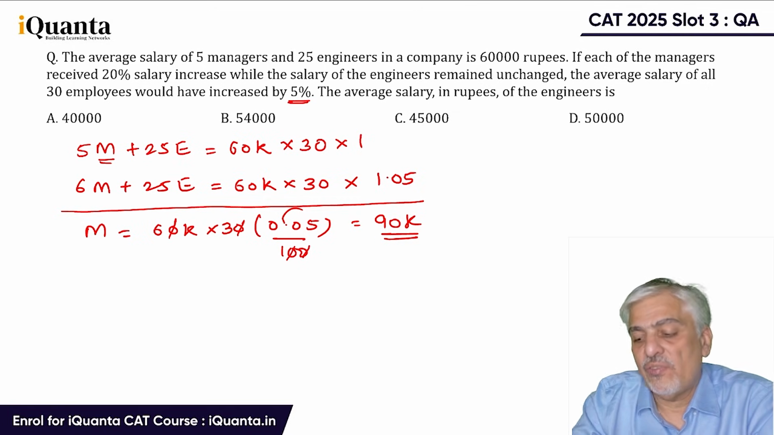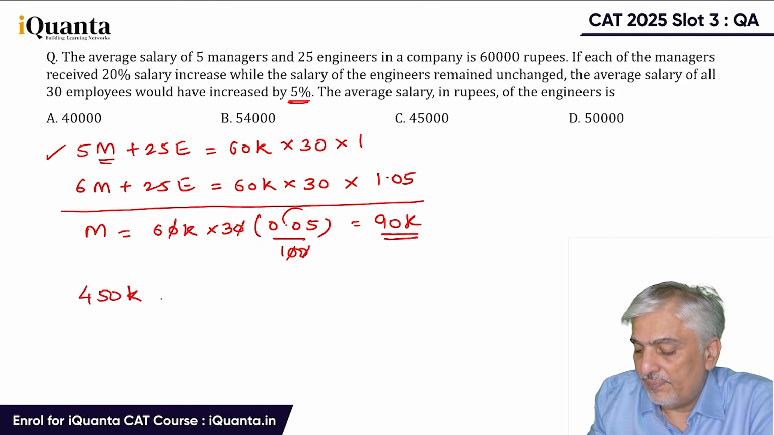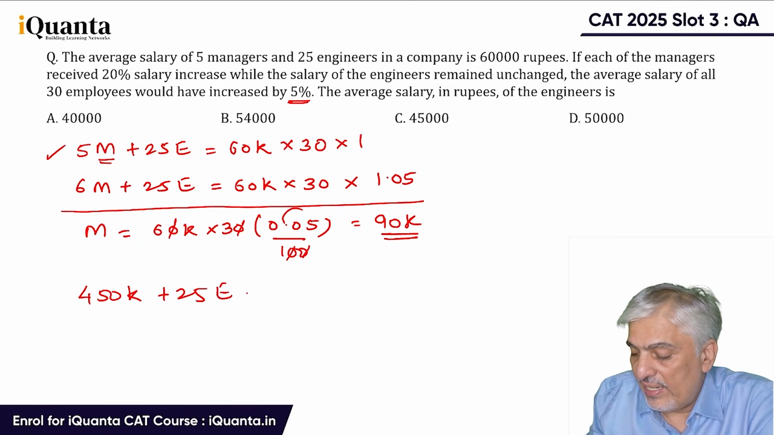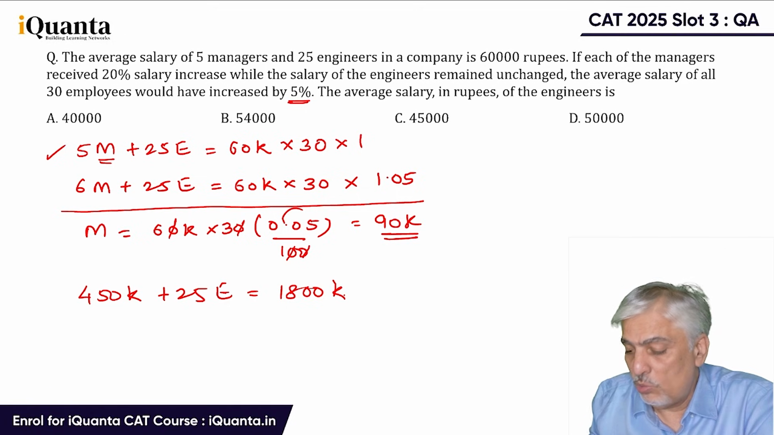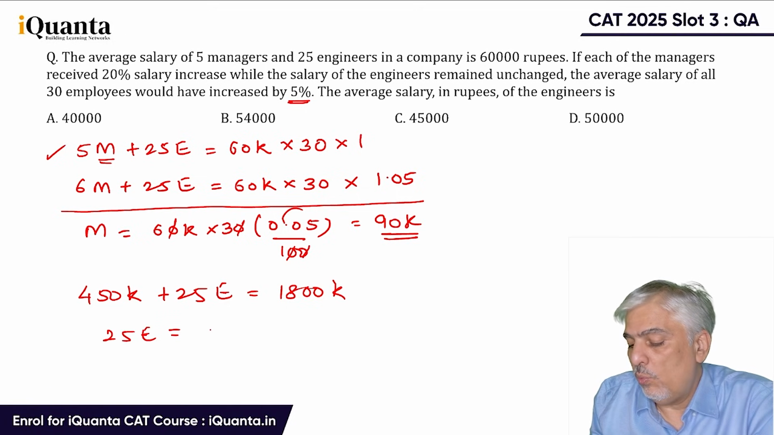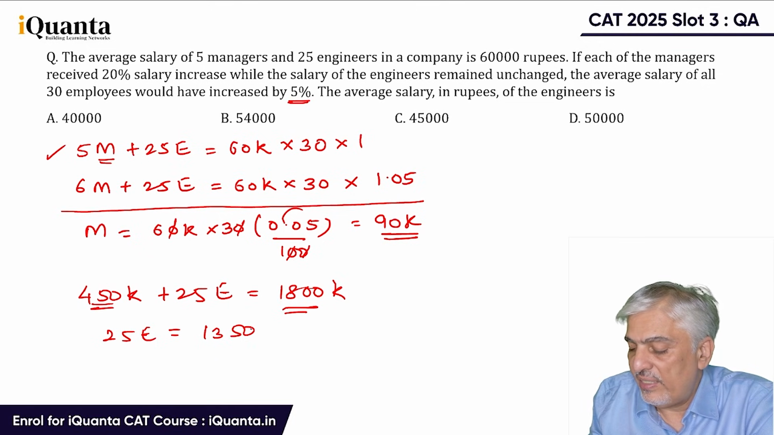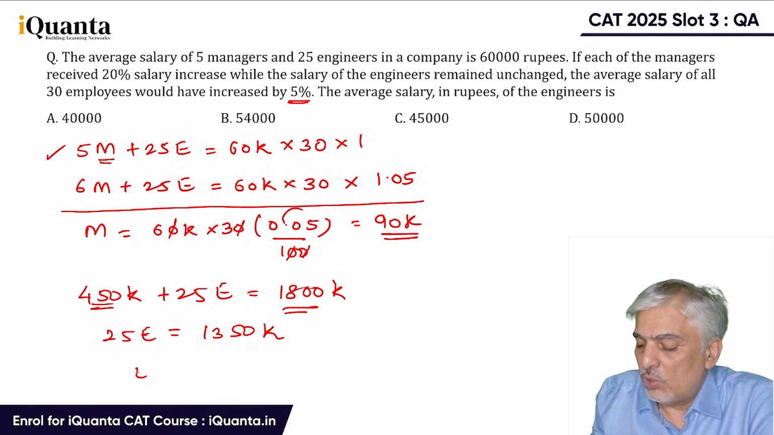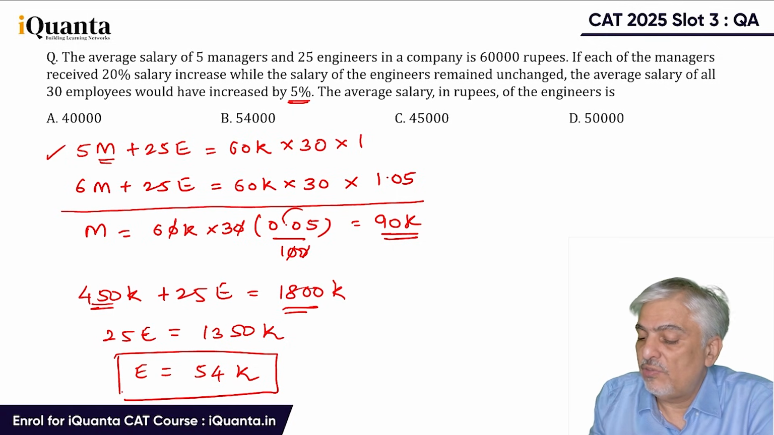If I take the first equation, 5 managers will be 450K plus 25E is 1800K. Everything is still in terms of thousands only. So 25E will be 1800 minus 450, 1350K. So E will be 25, 5s are 125, 10, 25, 4s are 100. So E is 54,000. The salary of one engineer is 54,000.